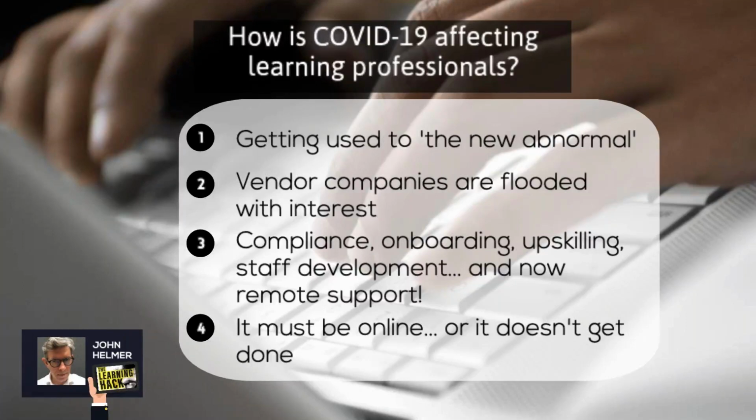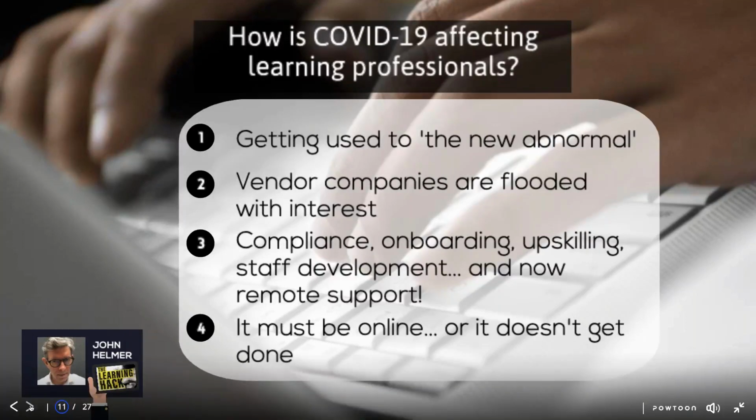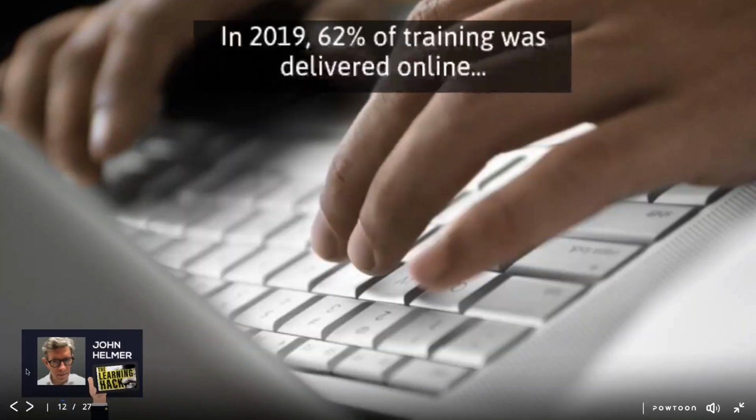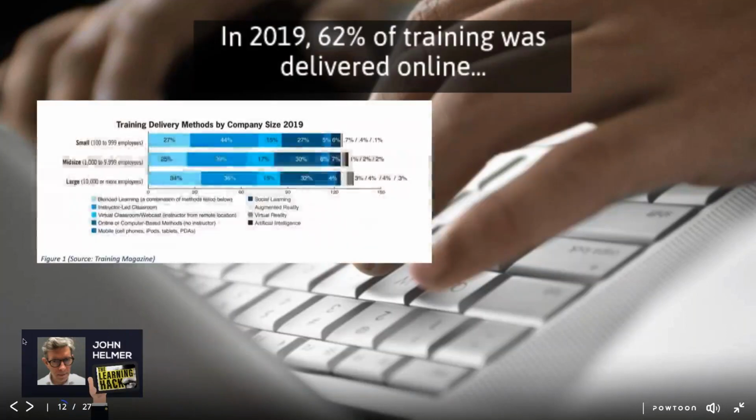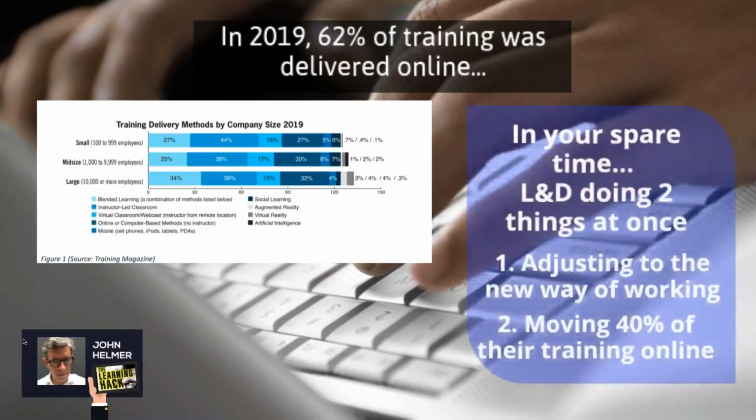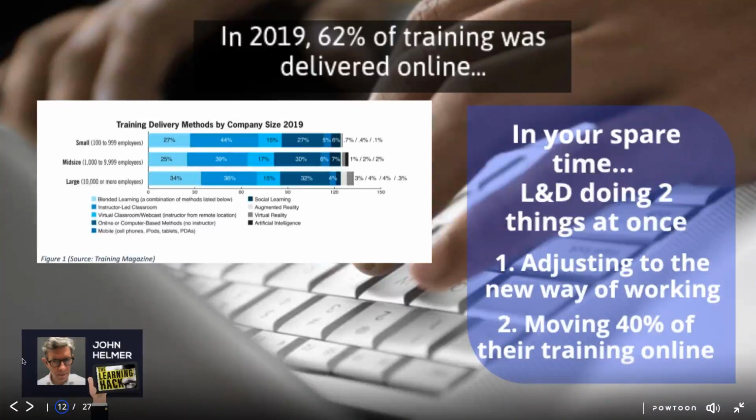So to give you an idea of the scale of the task, in 2019, according to Training Magazine, some 62% of training was delivered online in large organizations. So all the rest, anything that has a face-to-face component now has to go online or it doesn't get done. Not easy. Now, granted, some of that stuff will be postponed, but you're looking at potentially up to around 40% of all the training that people do having suddenly to go online if they're going to continue operating.